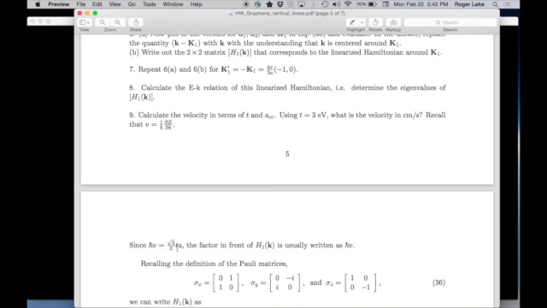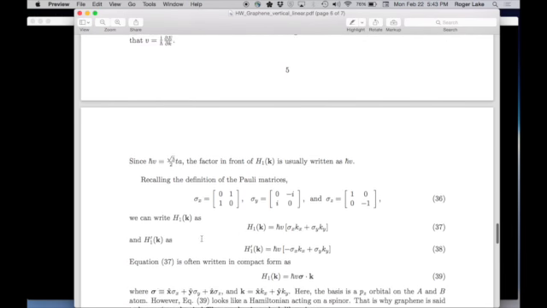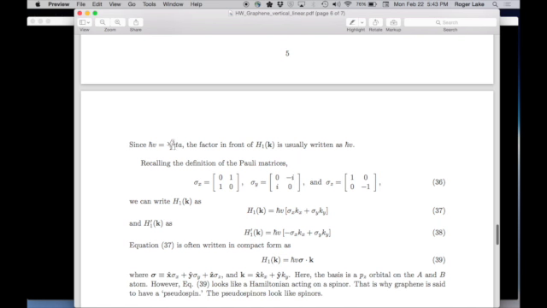So if you go through, if you take this derivative, you're going to get that the velocity is equal to this. Calculating, t is 3 eV, a is the lattice constant. You divide through by h bar to get v. And you can check everything you've done, because this is what the velocity should look like.